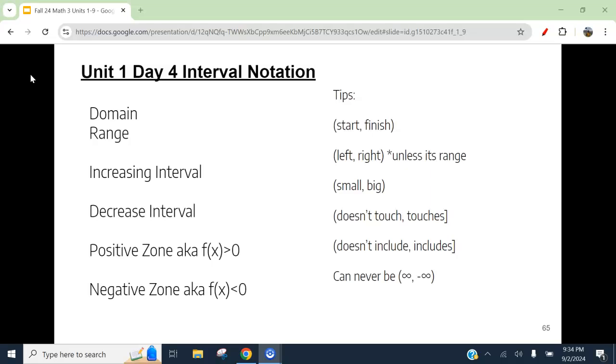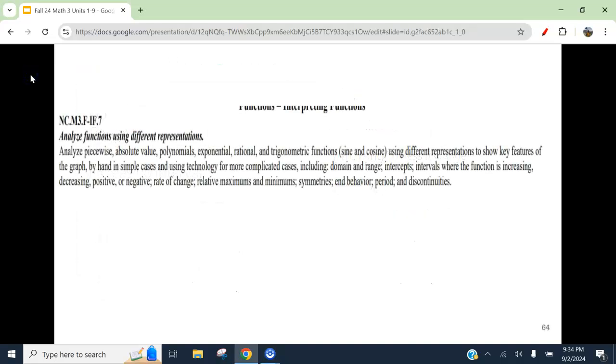As we get close to wrapping up Unit 1, we're really talking about key features of graphs today. And by key features, I mean from the state standard. Being able to take all the different kinds of functions that we'll do so we can see different types of pictures, but being able to pick out and identify the domain and range, which I'm sure you've heard of, but also increasing, decreasing zone, positive, negative zone.